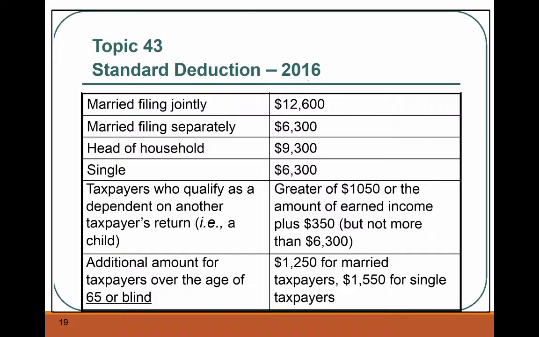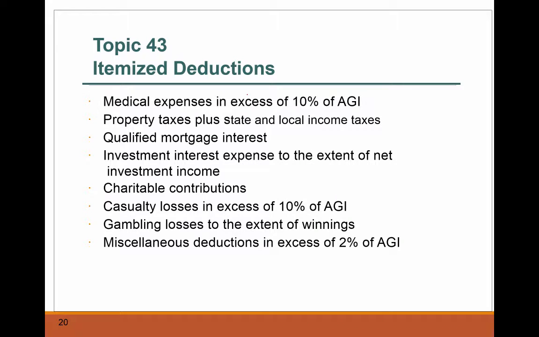Now, standard deductions for 2016, we're looking at basically $12,600 for married filing jointly, and single is $6,300. And then you see that for a taxpayer who qualifies as a dependent on another tax return, you take the greater of $1,050 or the amount earned plus $350, but not more than $6,300. So this is changing every year, and you just want to make sure you know the amounts, so that way you know if you're single and you have more than $6,300 of itemized deductions, you're going to itemize. That's the purpose. If you can't itemize, you use the standard deduction. If your itemized deductions are greater, then you use the itemized ones.